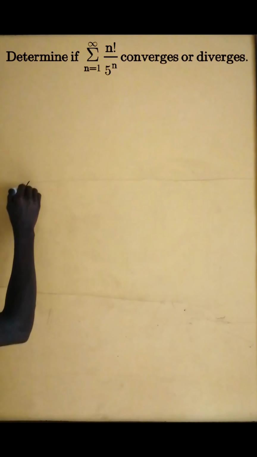In this lesson, we're going to determine whether the series converges or diverges. That is, we have to determine if the summation from n equals 1 up to infinity of n factorial divided by 5 exponent n converges or diverges.